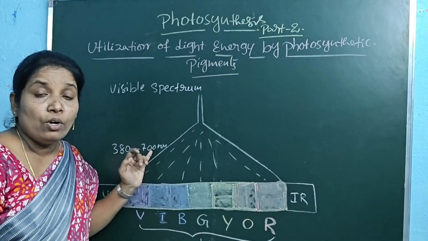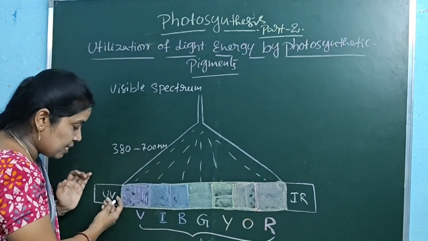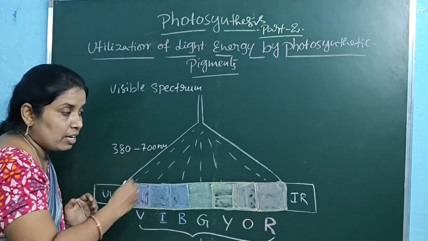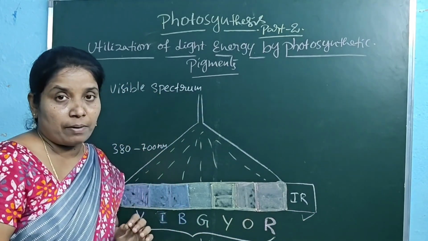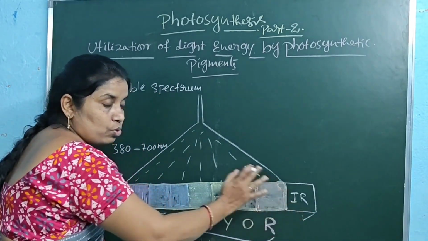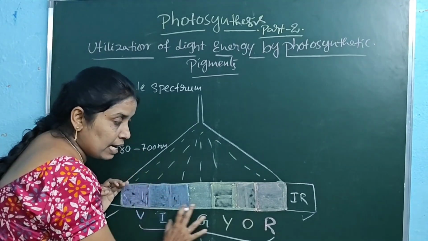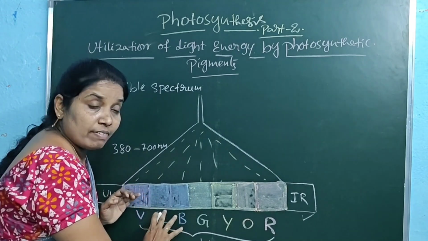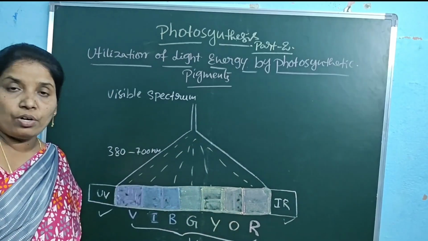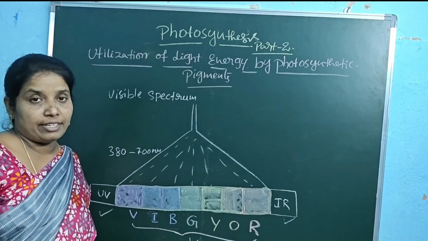Plants are going to utilize this visible light only. Before this, ultraviolet rays are present. After this radiation, there are infrared rays. Both are dangerous to us. So we perceive this visible light only, and plants also utilize this visible light only. So this radiation is called photosynthetically active radiation.